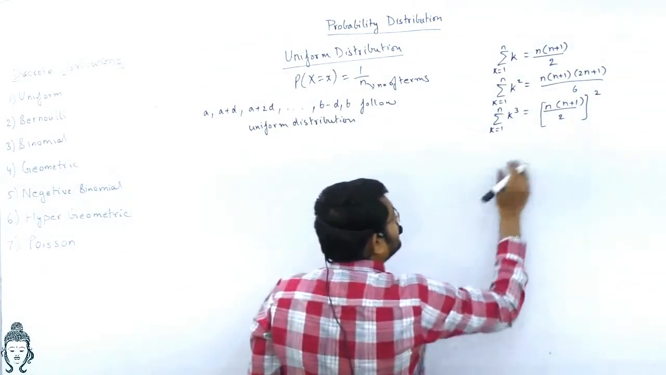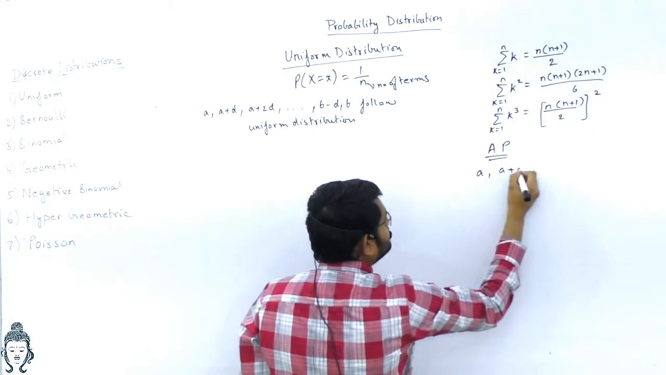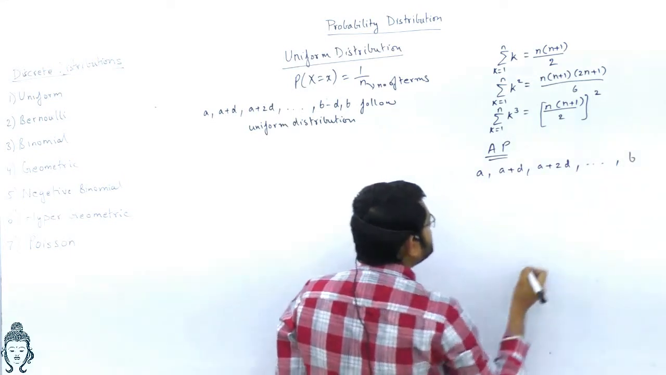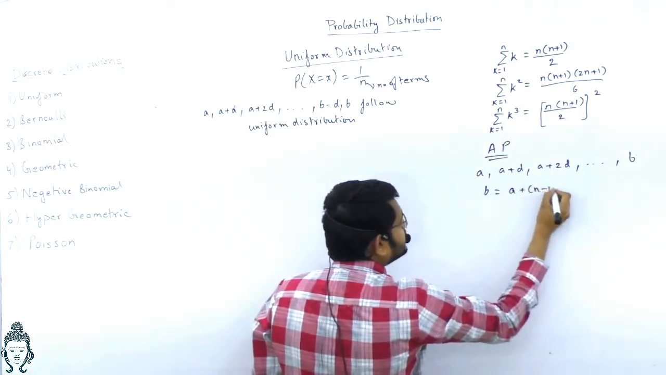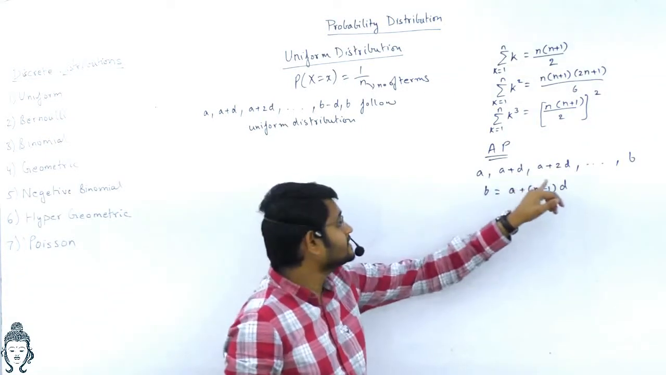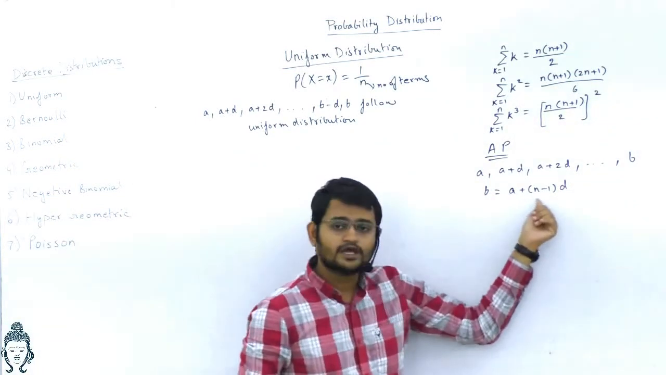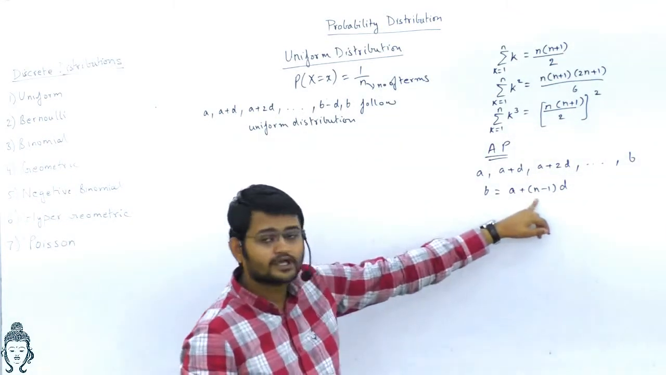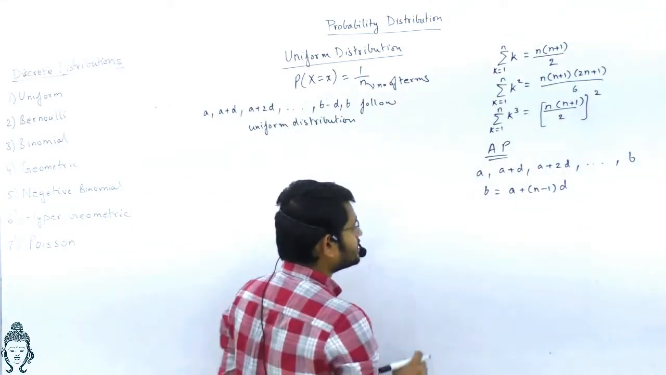Now, if I take the arithmetic progression a, a plus d, a plus 2d, and let's say the last term is b, then my last term is nothing but a plus (n minus 1) times d. Why? Because the first term is a, the second term we have 1d, the third term we have 2d, in the fourth term we'll have 3d, and therefore the nth term is going to give me a plus (n minus 1)d. Now if we are assuming there are total n terms and the last term is b, then b will be equal to a plus (n minus 1)d.